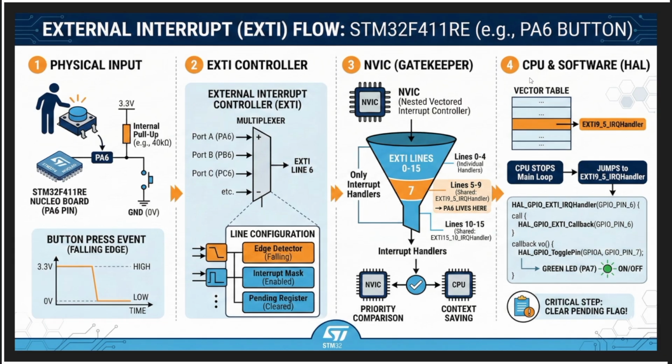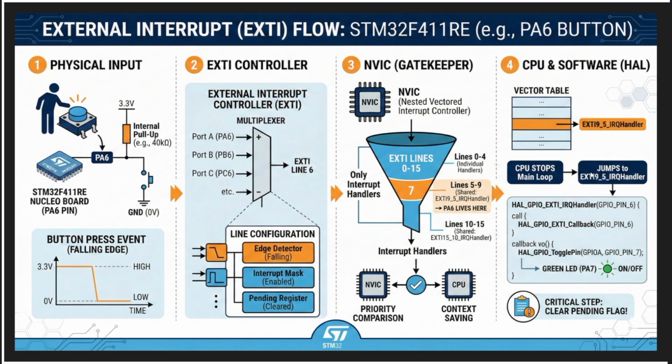Then stage 4 is going to be the CPU and software, where we have the hardware abstraction layer. So what's going to happen here is this vector table is going to map the interrupt numbers to this function address, this function right over here. So that function is usually generated inside some startup file called, I think it's STM32FXXX_it.c. I'll show you that later in our CubeIDE.